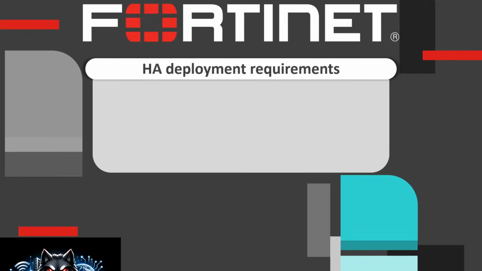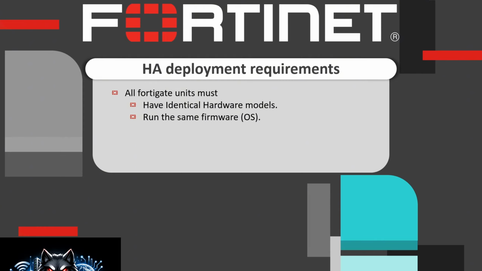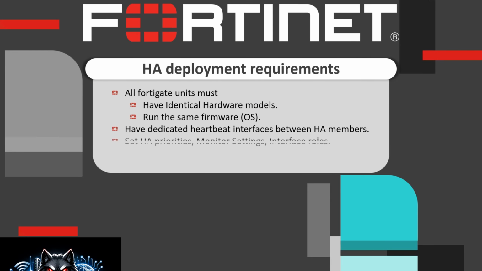For a successful HA deployment, the following requirements must be met. All FortiGate units should have identical hardware models and must be running the same firmware version. You must configure dedicated heartbeat interfaces for communication between the HA members. It is also essential to properly set HA priorities, monitoring settings, and interface roles to ensure smooth and reliable failover behavior.